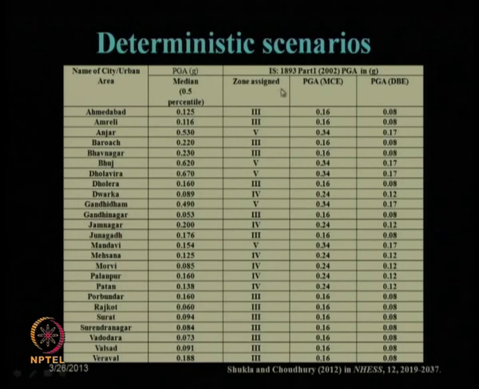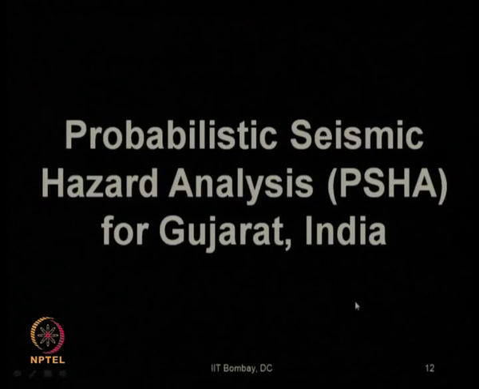So, the deterministic scenario for each city is mentioned over here, and those are compared with respect to the IS recommended PGA value, the PGA value as per the MCE, and the PGA value as per DBE. MCE is the maximum credible earthquake, whereas DBE is the design basis earthquake, which is typically half of the MCE.